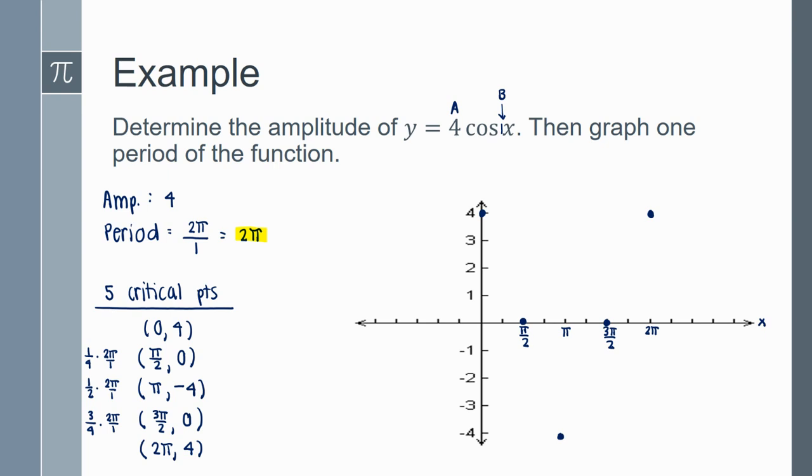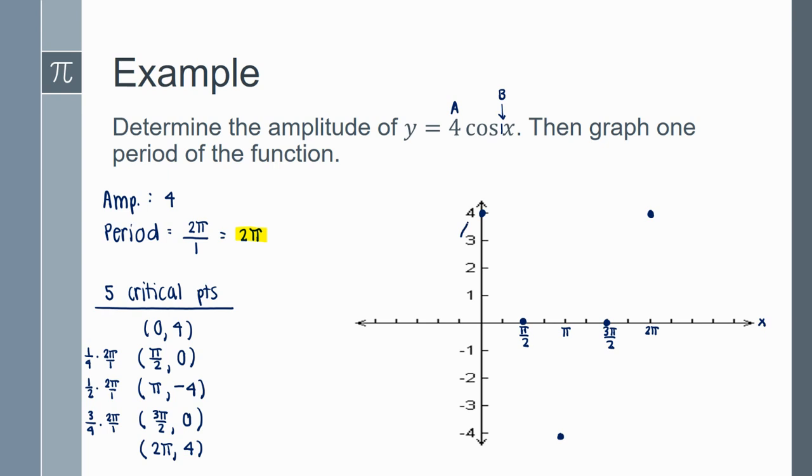Once again, just like the sine graph, we want curves. And so the highest and the lowest point, you need a curve to it. So please do not point an arrow up. If the amplitude is 4, I am not going any higher than 4.